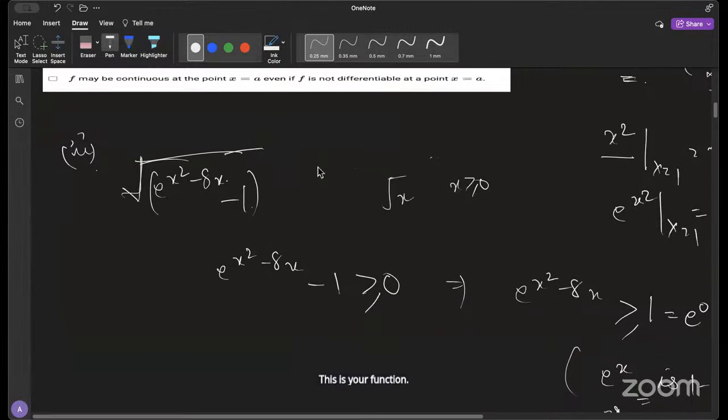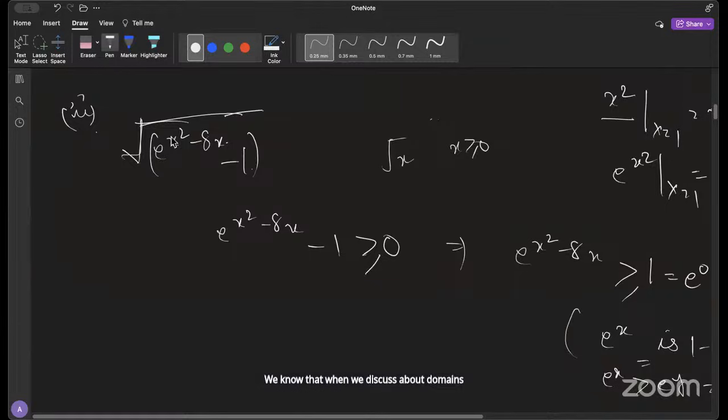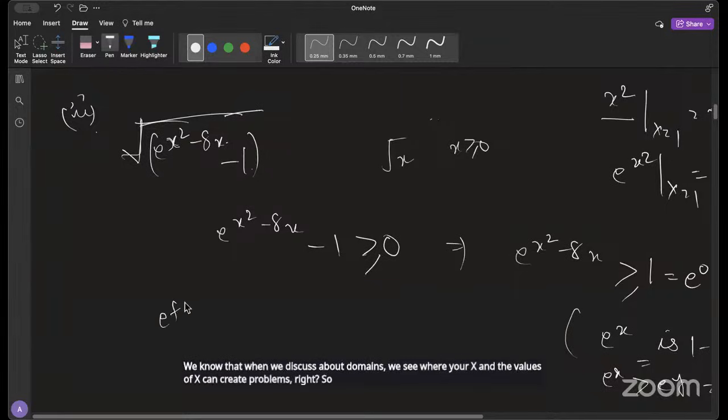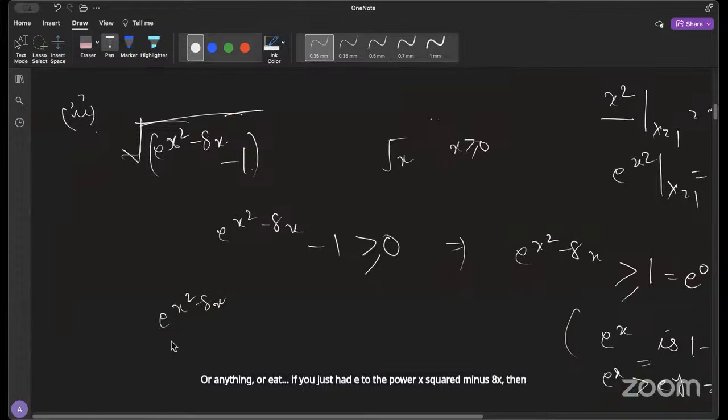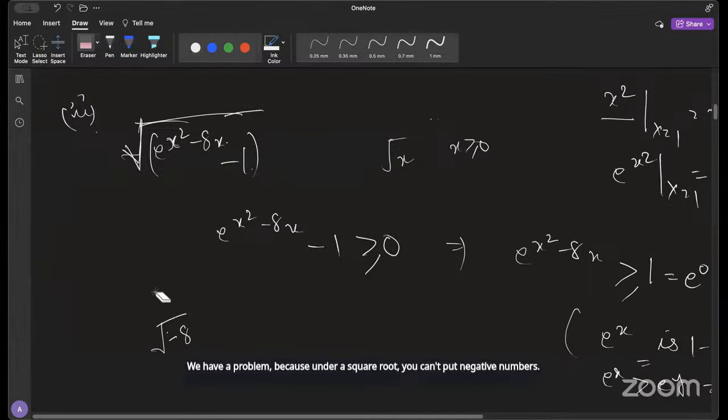We know that when we discuss domains, we see where your x and the values of x can create a problem, right? So if you have e to the power f(x), or if you just had e to the power x square minus 8x, then it's no problem because in the domain of e you can include anything, right? So you can raise e to any power. That's not a problem. But the problem comes here, in the square root part, because under a square root you can't put negative numbers, right?